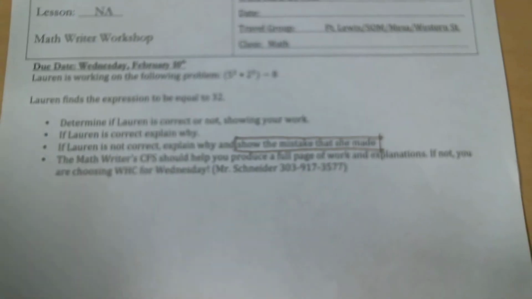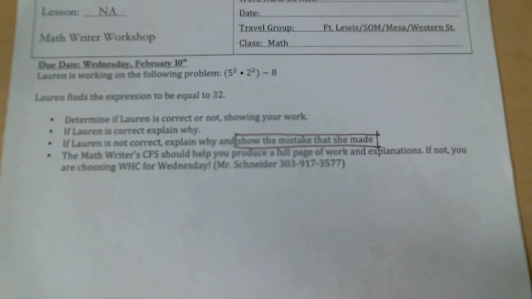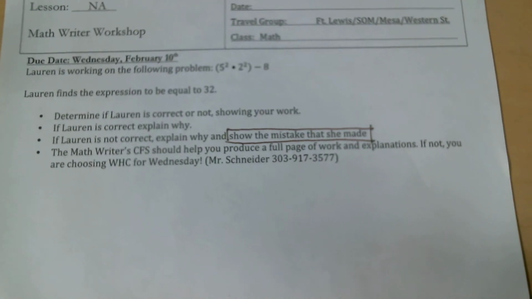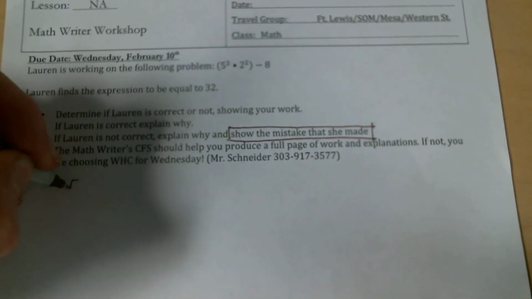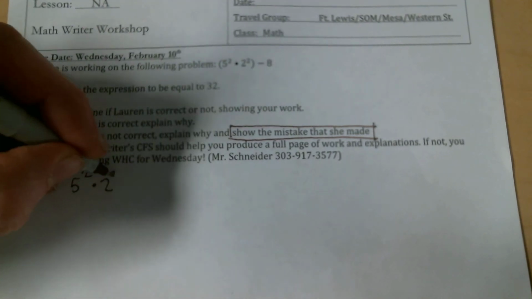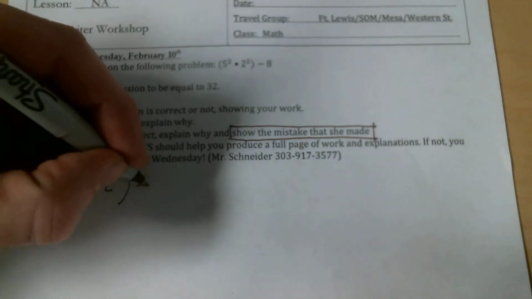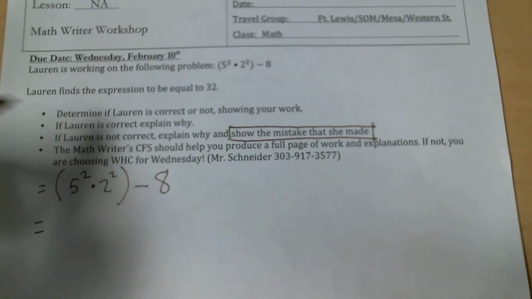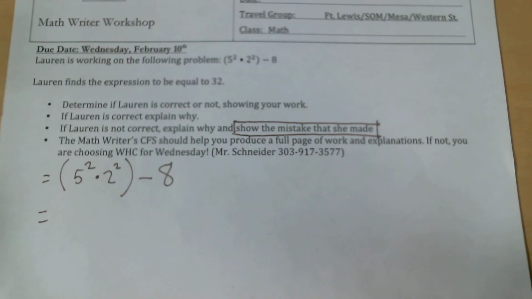We can't just say, hey, she's wrong, and here's why. We have to say, hey, here's why she's wrong, and also look at this. We have to say that kind of stuff, all right? So here's what I'm going to say. I'm going to start my problem. I'm going to do 5 squared times 2 squared subtracted by 8. So first thing I'm going to do, I'm going to figure out if she's correct. I'm going to figure out if I also get 32.